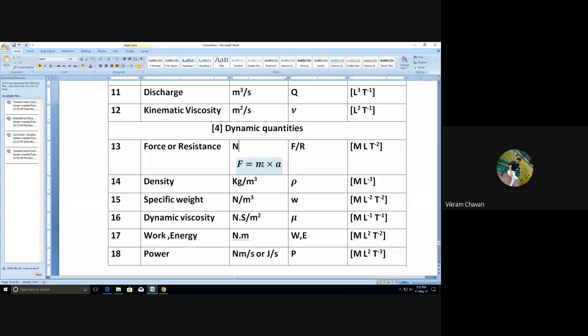So if you consider the mass dimension as m raised to 1 and acceleration dimensions as L raised to 1 and t raised to minus 2, that is the dimensions of acceleration. And if you combine, multiplying these two, mass and acceleration, we will get the dimensions of a Newton as m L t raised to minus 2. Getting everyone how to derive the dimensions on the basis of formula also.